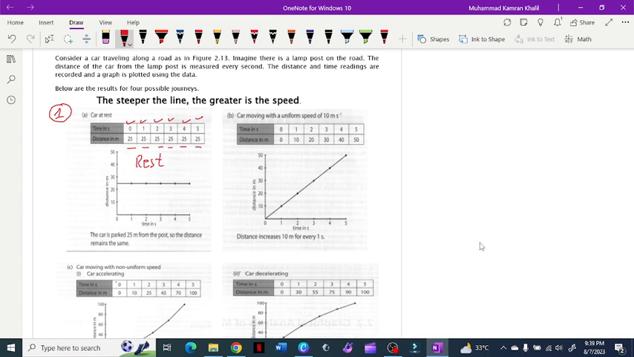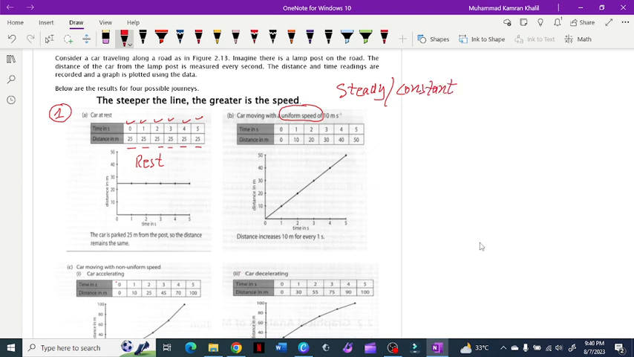Now the second graph. If the graph is a straight line passing through the origin and making some inclination with the x-axis, then this graph shows that the object is moving with uniform speed. The alternate names of uniform speed are steady speed and constant speed.